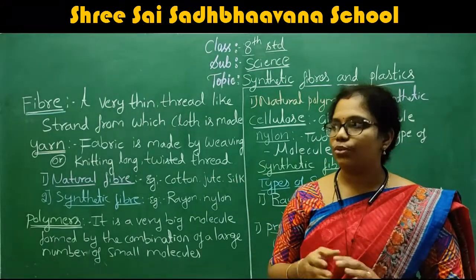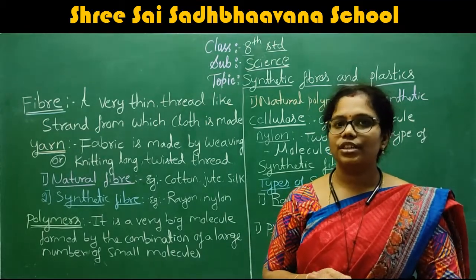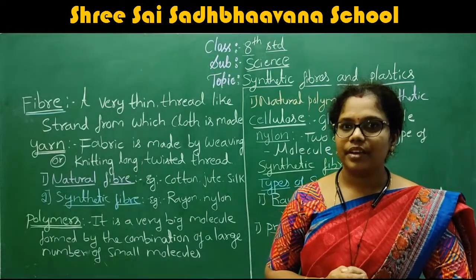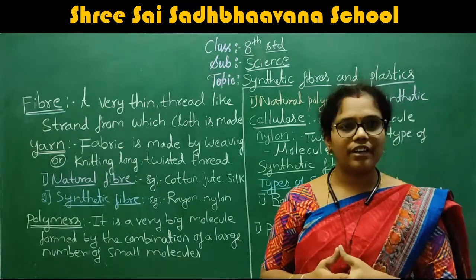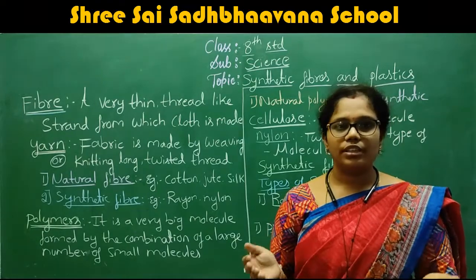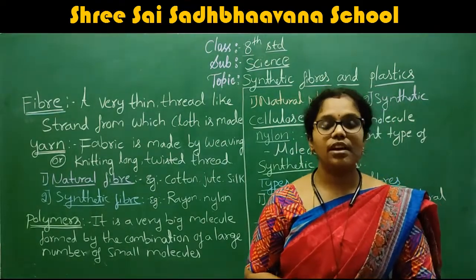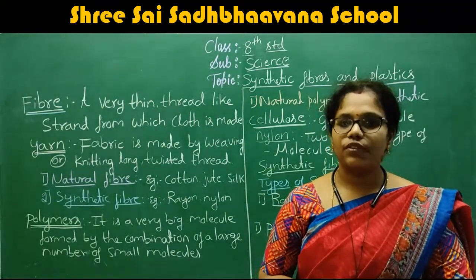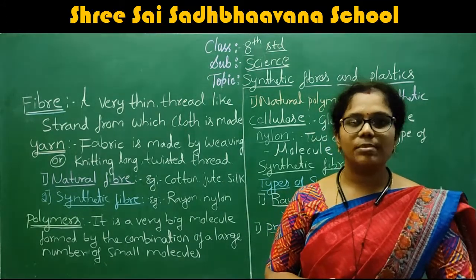We know the two definitions: one is the definition for fiber, and another is for yarn. A fiber is a very thin thread-like strand from which cloths are made. After discussing the two definitions, now we are going to discuss the two types of fiber. Can you guess what the two types of fibers are?